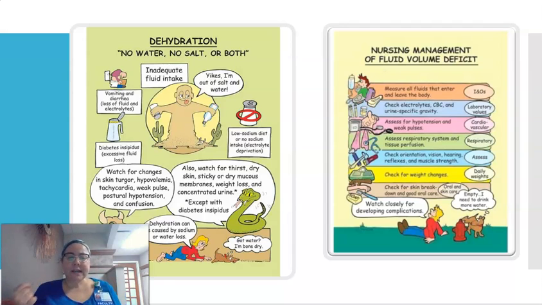So you're going to be checking their skin turgor, you're going to be looking at their mucous membranes, you're going to be looking at their labs, and so on. So you really want to take the whole picture into consideration with that.